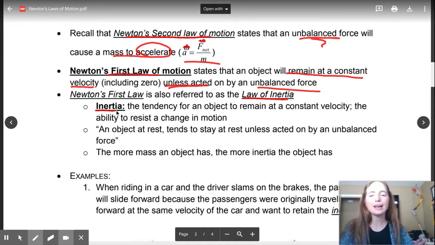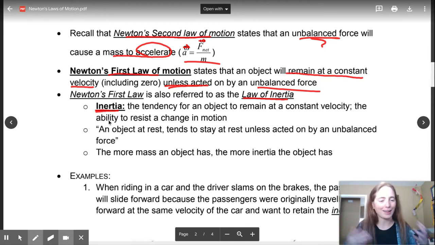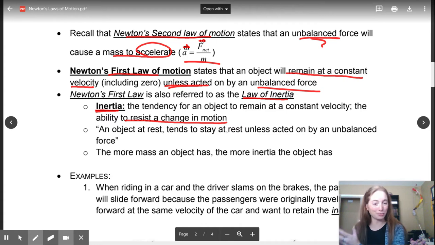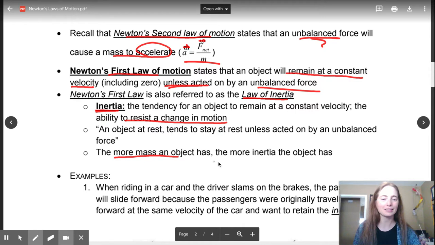The idea of inertia is that an object is going to desire, well, forces don't actually have emotions, it is going to resist a change in motion. So an object is going to stay moving as it is unless a force is acted upon it. And the more mass, the more inertia an object has.